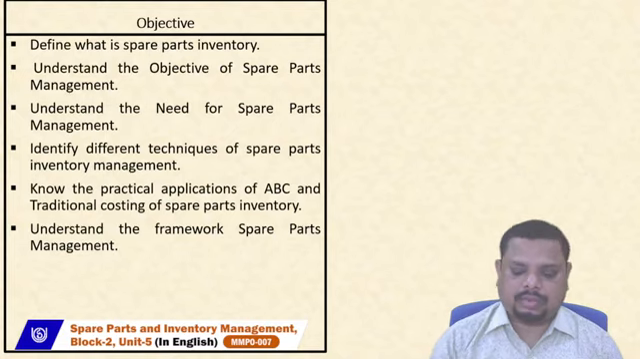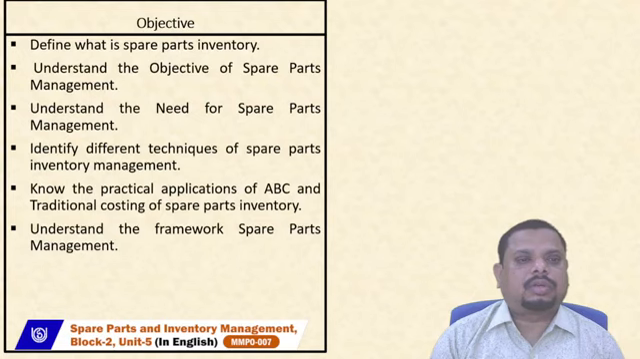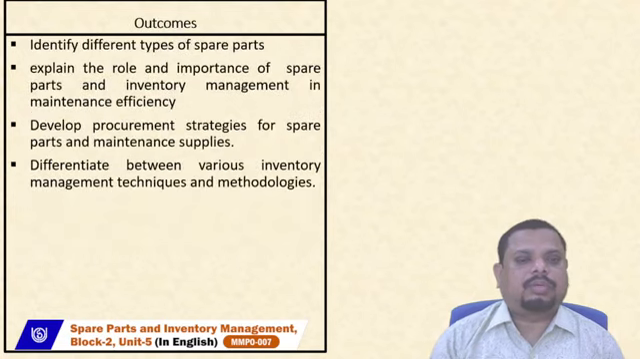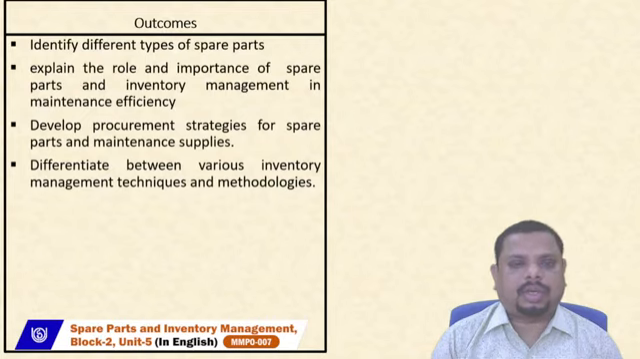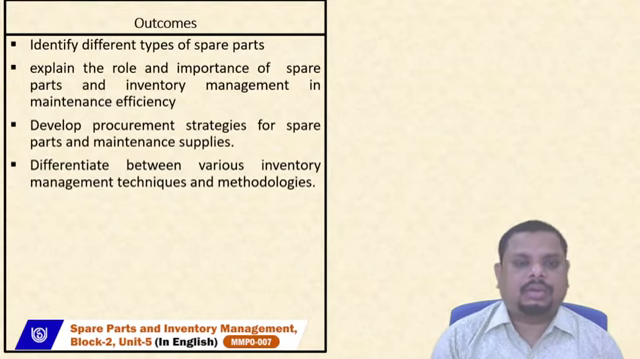After the session, we go for the outcomes. So what outcomes will we have learned? The first one is to identify the different types of parts. After learning from this session, we should be able to explain the role and importance of spare parts and inventory management in maintenance efficiency, develop procurement or purchase strategies for spare parts and maintenance supplies, and differentiate between various inventory management techniques and their methodologies. So let's start the session.